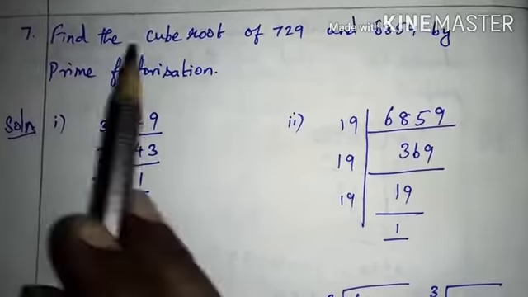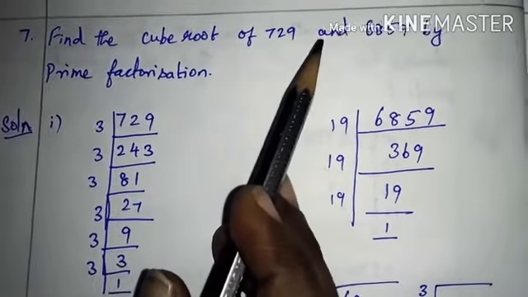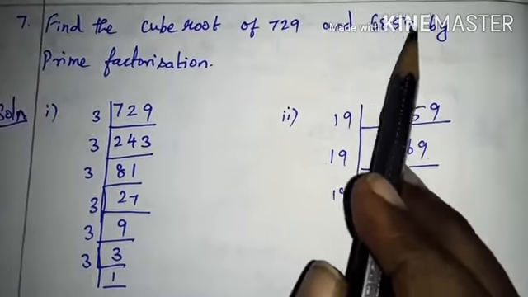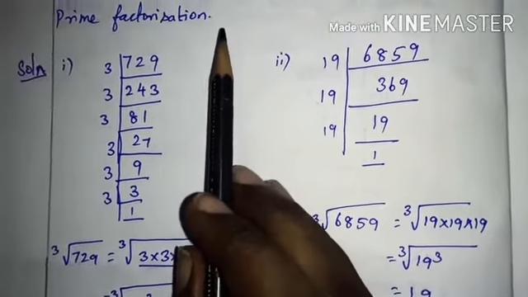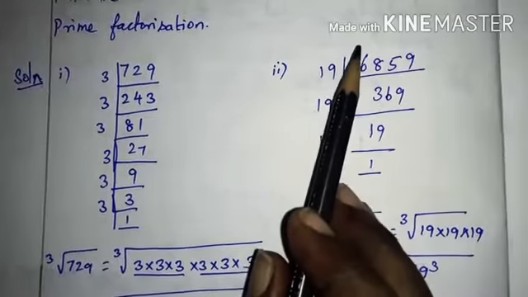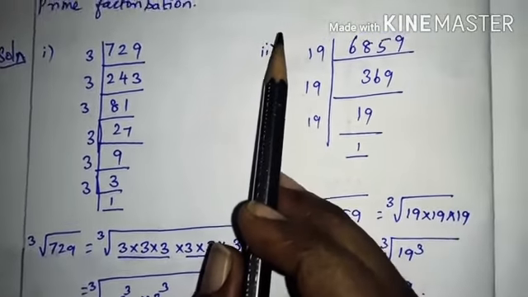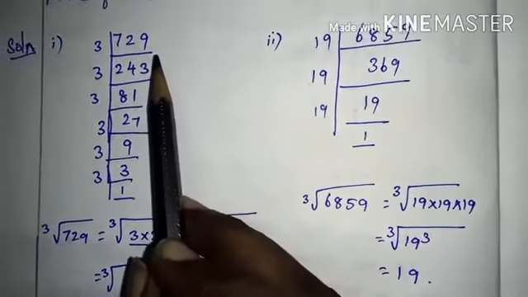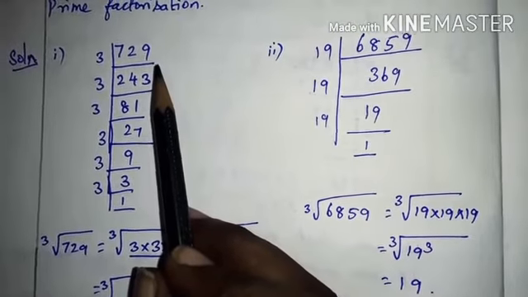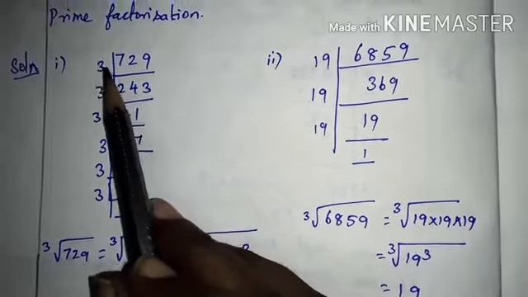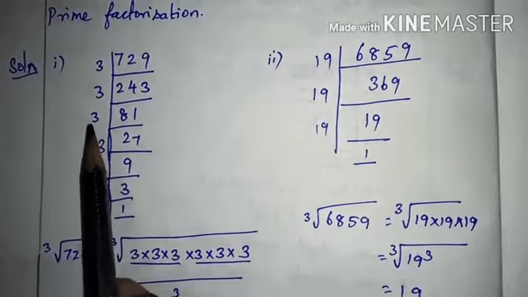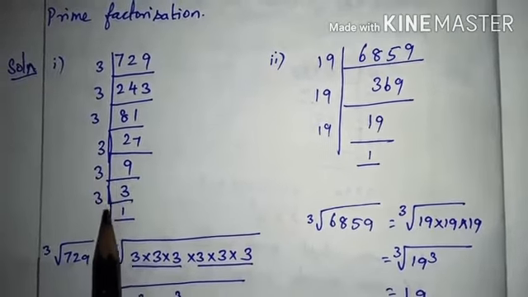Seventh sum, find the cube root of 729 and 6859 by prime factorization. Here they have given two numbers, 729 and 6859. For these two numbers, you have to find the cube root. To find the cube root, the first step is to find the prime factors. For the first sum, 729, the prime factors are 3 into 3 into 3 into 3 into 3 into 3.